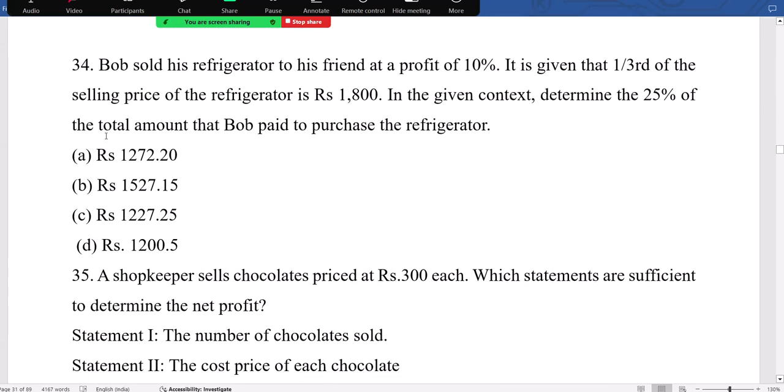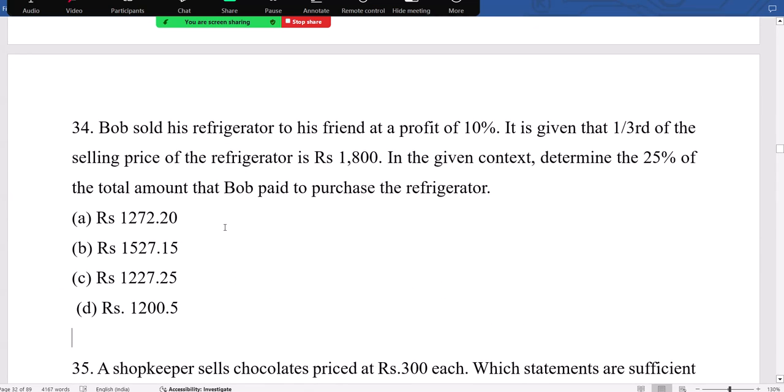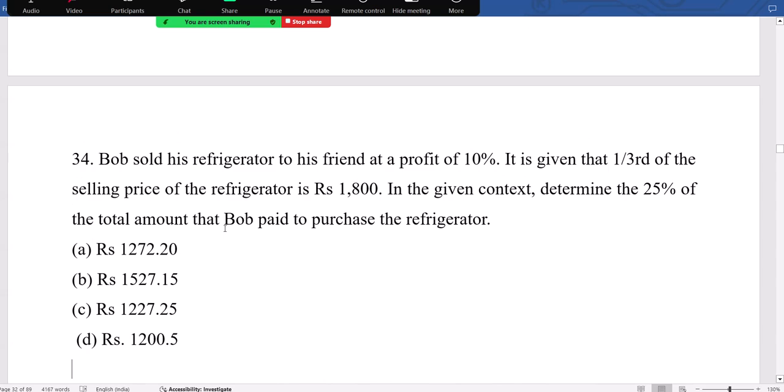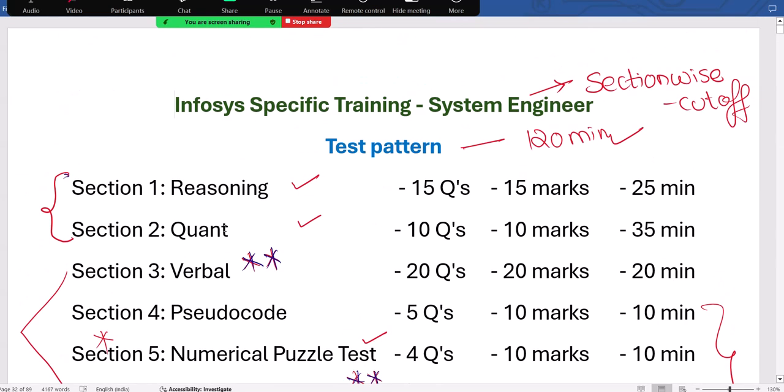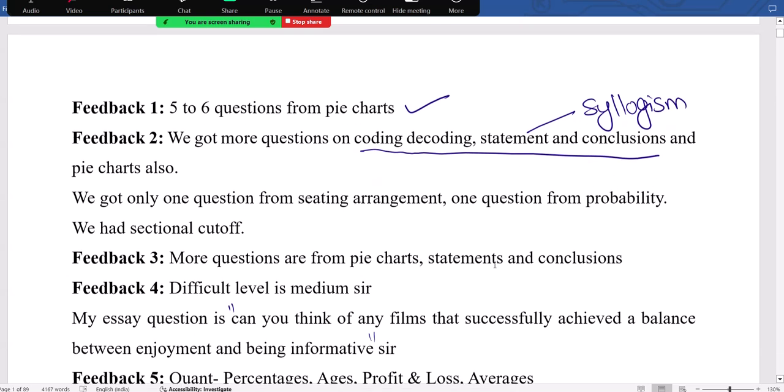Now let's see the one question they gave related to profit and loss. They asked profit and loss, statements and conclusions, and pie charts. I'm just showing you those slides again. You can have a look. Pie charts, that's why we discussed pie charts. Very few in coding and decoding, which we discussed. Fine, but statements and conclusions.